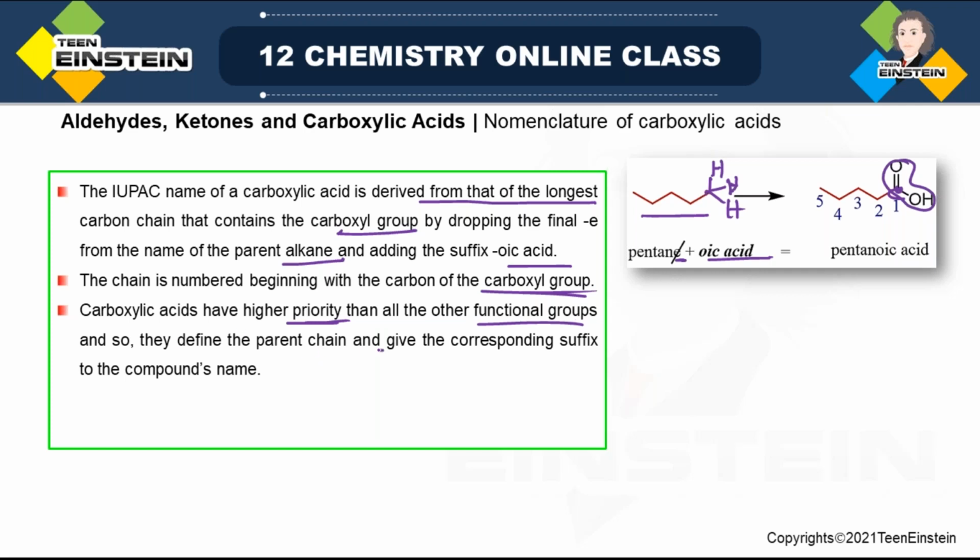They define the parent chain and give the corresponding suffix to the compound's name. It is always oic acid, irrespective of what other groups are present, whether OH, any halogen or NH2, it is always oic acid.